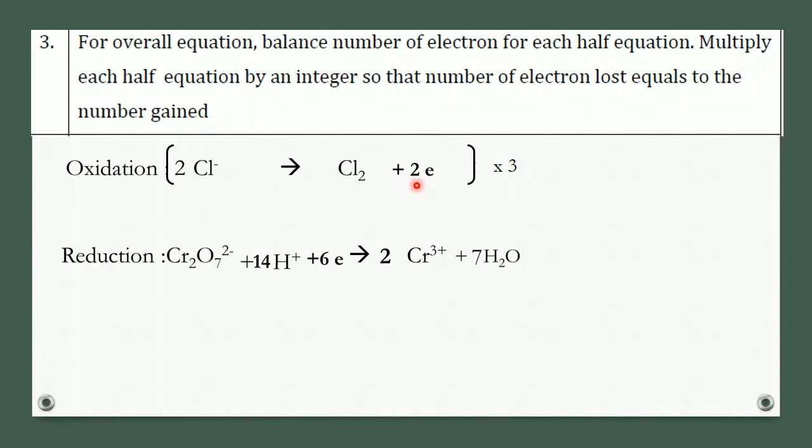So I will multiply the oxidation half equation by 3, so the number of electrons becomes 6. When I multiply by 3, it means that my chloride ions, my chlorine, and the number of electrons all have to be multiplied by 3.